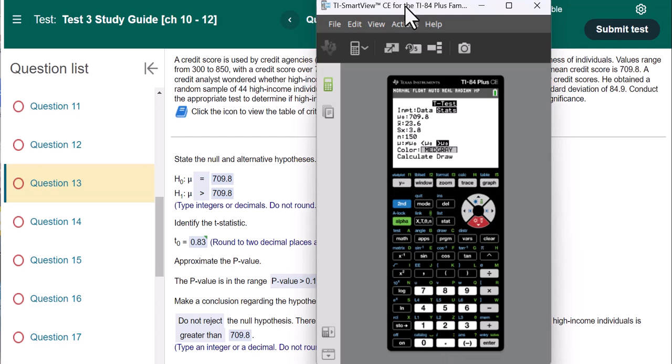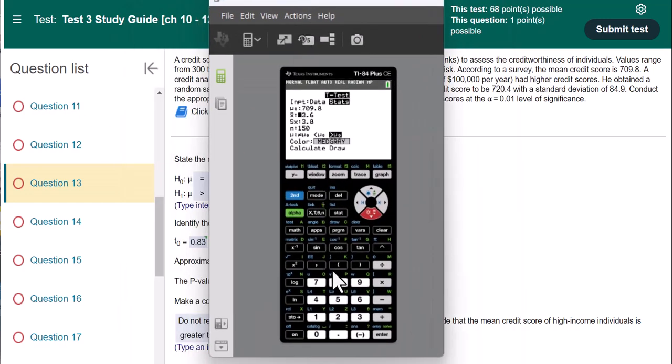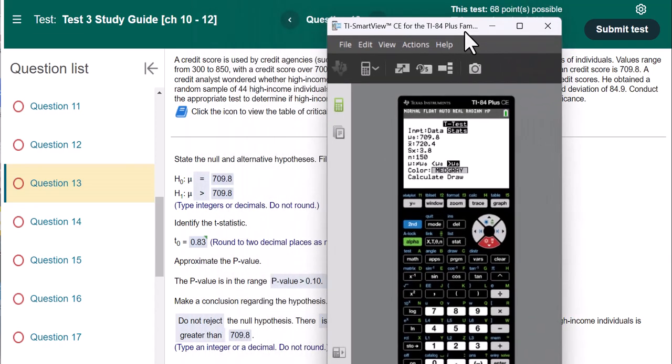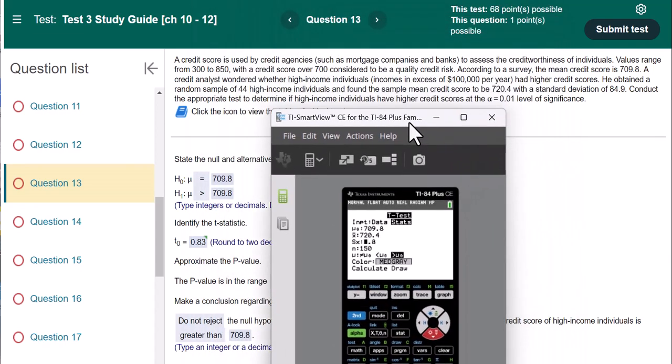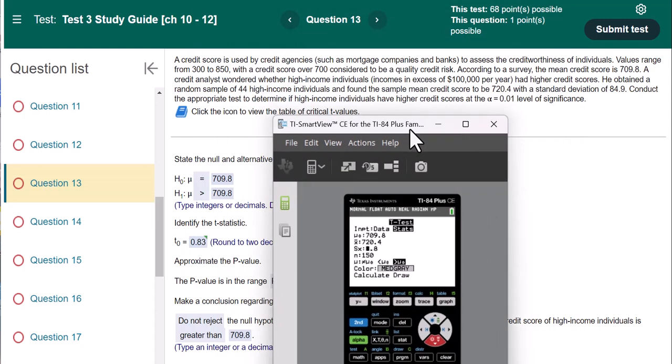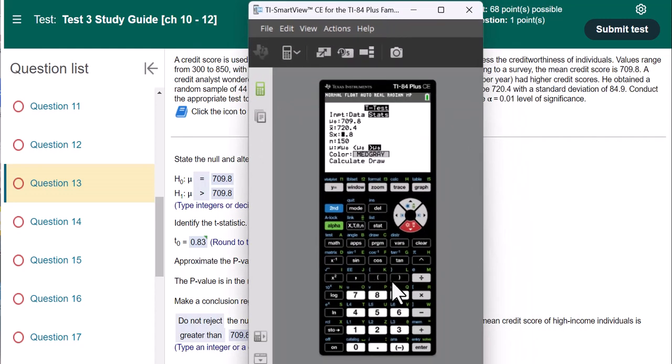Then x bar, what was x bar? 720.4. Then we need the standard deviation, which is 84.9. That's huge. And the sample size is 44. And we're testing if the mean is greater than. So this is where you pick the alternative sign from here, not the claim, the alternative sign.